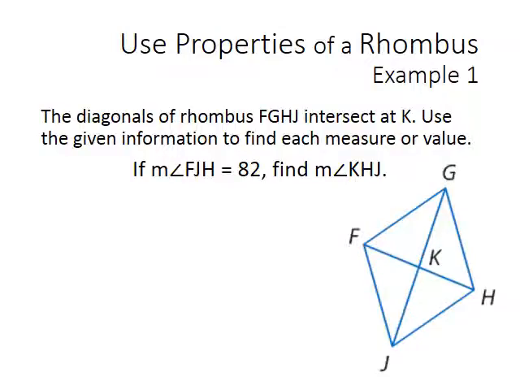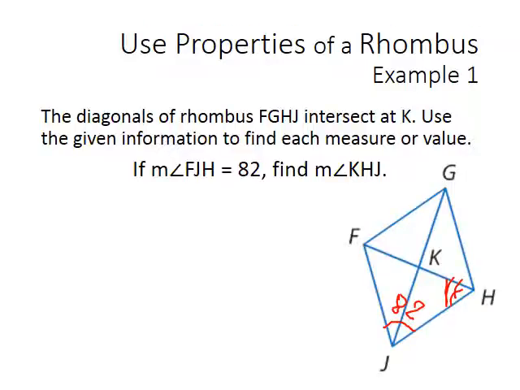So let's practice using these properties of rhombi and find missing parts. So we see where the diagonals of this rhombus are intersecting, and we want to use the given information to find each measure or value. So we're given that the measure of angle FJH, this whole angle here, that whole corner, is 82 degrees. Okay, that's our given. We want to find the measure of angle KHJ, which is this one right here. So it's not the whole corner of the rhombus, but part of it.